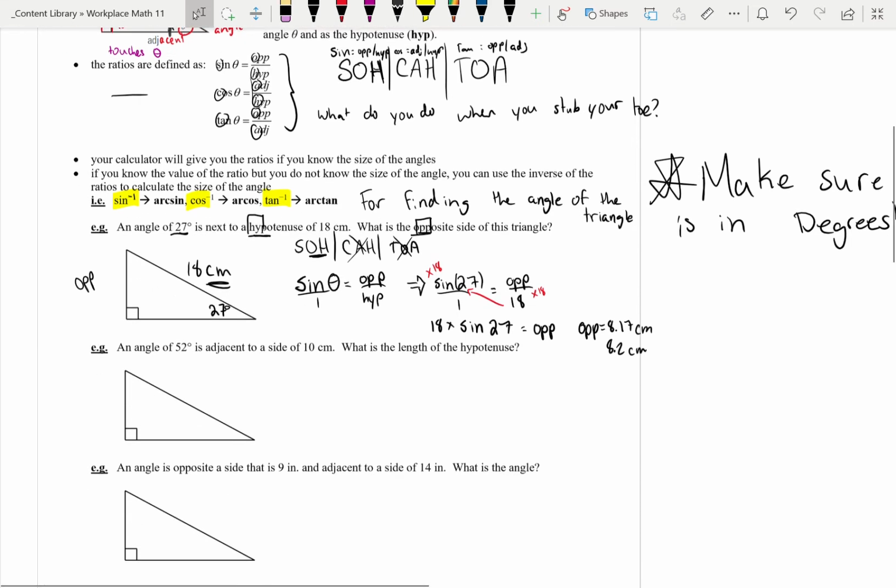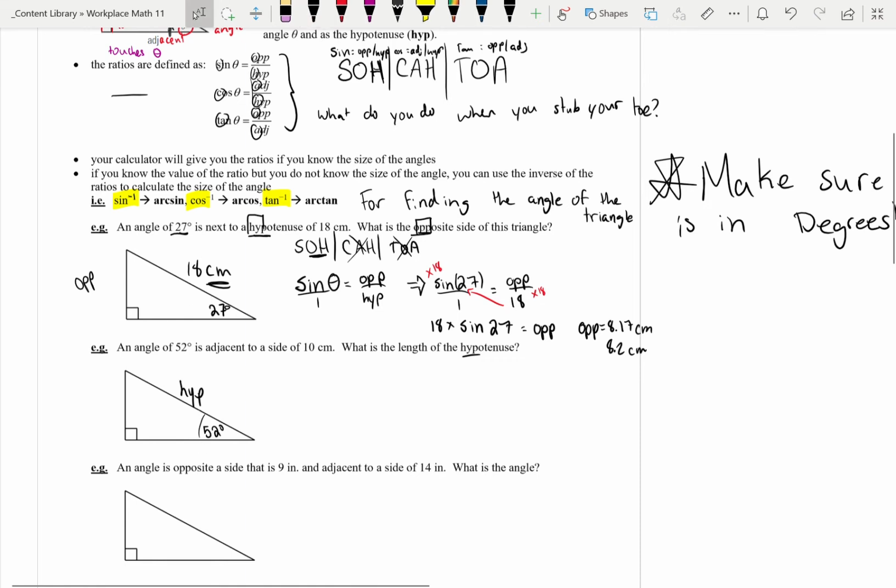Okay, next up. An angle of 52 degrees is adjacent to the side of 10 centimeters. What is the length of the hypotenuse? So again, hypotenuse, it's asking for. So I know that's my hypotenuse. Angle of 52, I can pick this one as being 52. It's just my reference angle. This isn't an exact triangle. Notice how these two look exactly the same. So I'm just drawing a triangle for my sake.